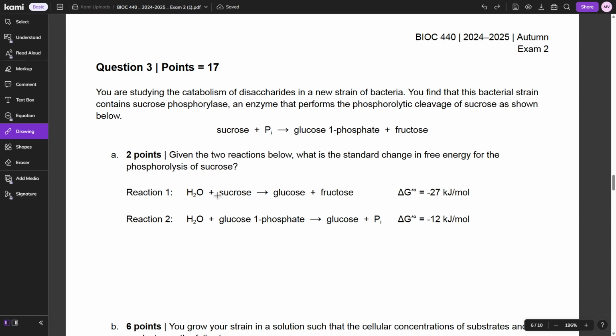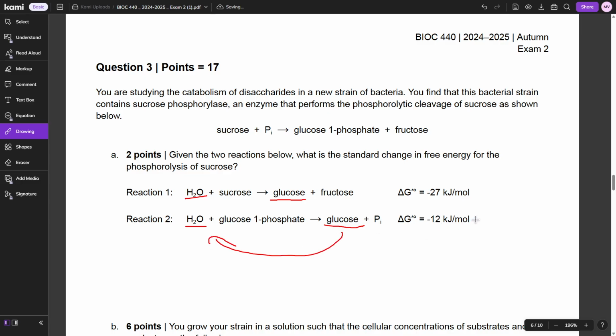If I look at this, I can see glucose is on this side, and it's also on this side of reaction 1. Is there anything else that is shared? Water is shared and water is shared. See that? So all we got to do now is flip one of these reactions. In this case, I'm going to flip the glucose one. I'm going to flip this guy around.